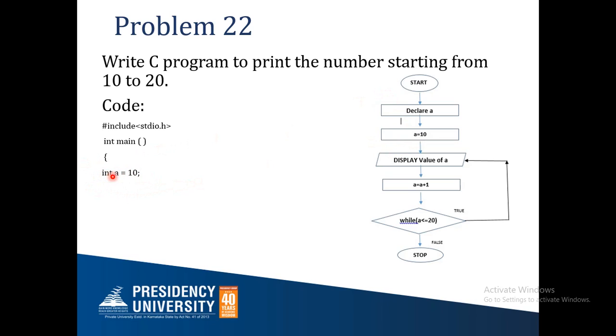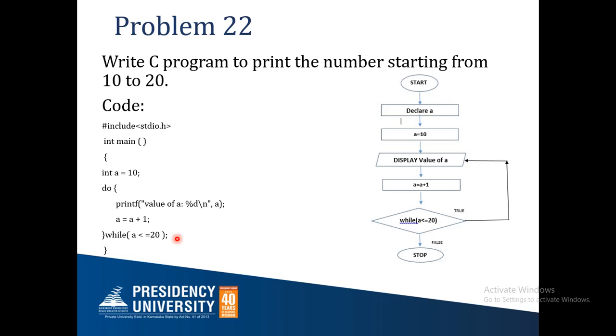We had declared a and initialized it as 10. Then in the do while loop, you are writing it print the value of a, a equal to a plus 1, and then after closing this curly braces you are giving the condition while a is lesser than equal to 20 semicolon. Please see this carefully.